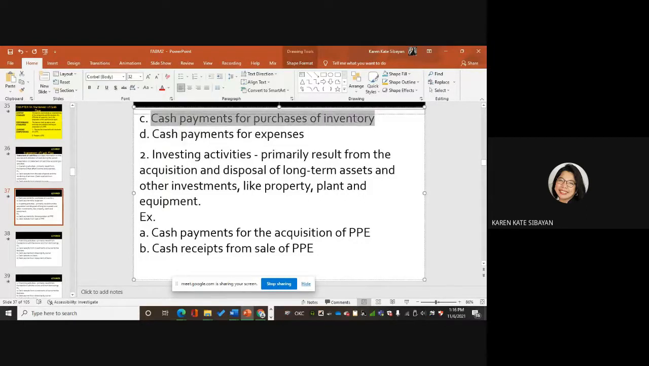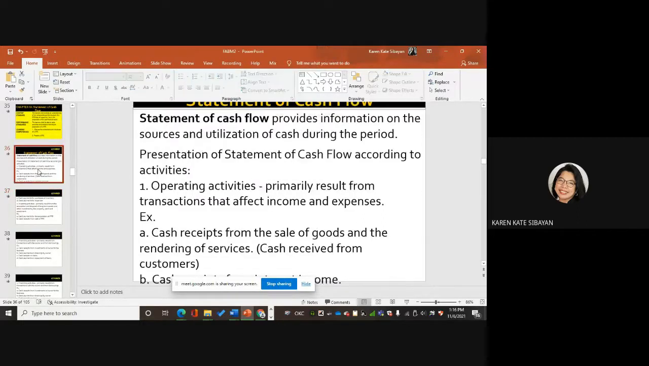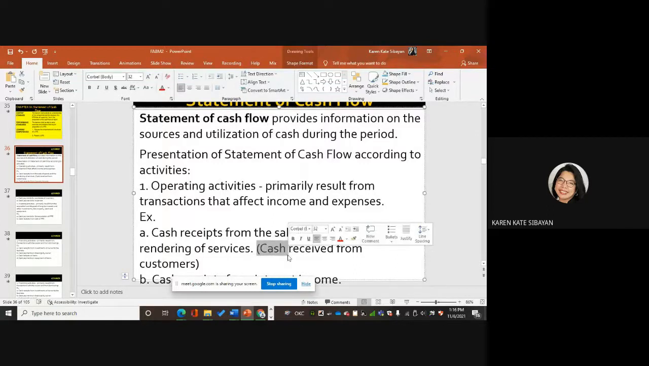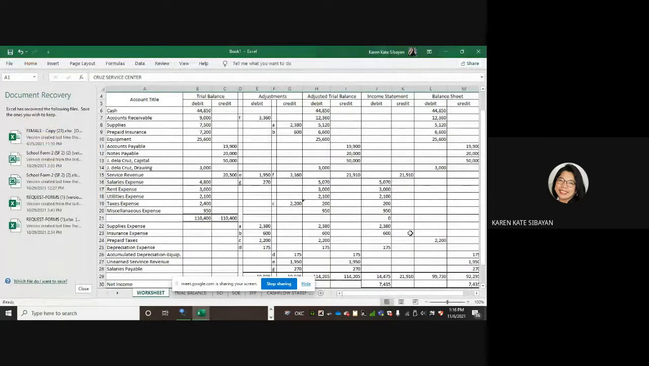Cash payments for purchases of inventory. O take note, class. Pag sinabing cash payments, inflow ba ito? Outflow. So kanina, these are inflow. Lahat ito positive. Meaning to say, if you're going to look at the worksheet, dapat ito ay nasa debit side. Okay? Next.